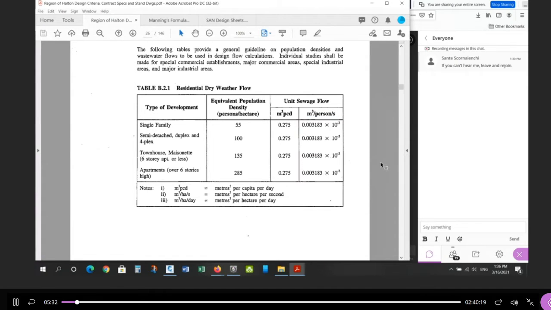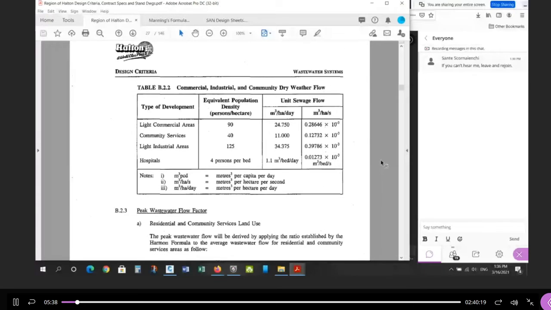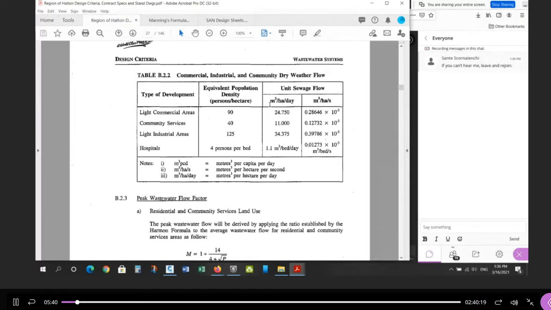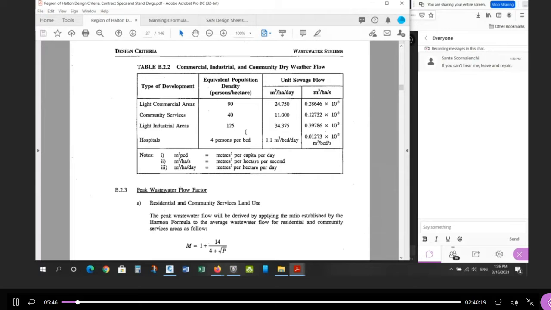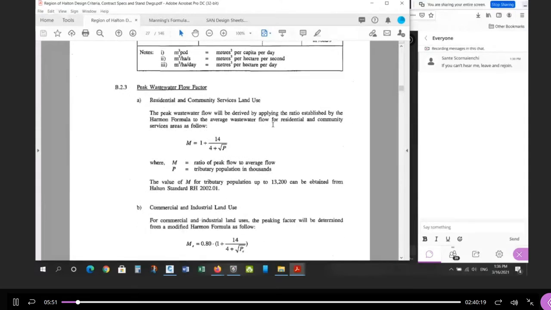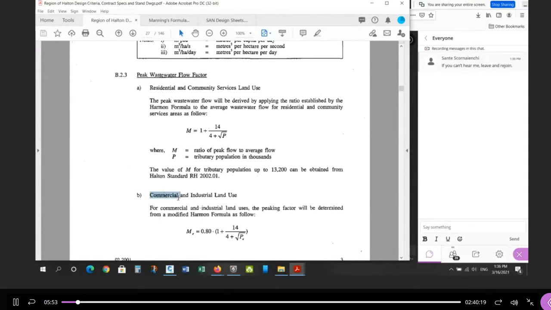That flow then needs to have a peaking factor associated with it. If we look on the next page, these are the unit flows for commercial and light industrial areas, hospitals and so on. But we're doing residential, so it's the previous table, B2.1. The peak wastewater flow, again, there's a couple. There's one for commercial and light industrial. We're looking at residential and community services use. So this is the formula here. You may recognize this from your previous classes, sometimes called the Harmon peaking factor. And it's just a function of the population.